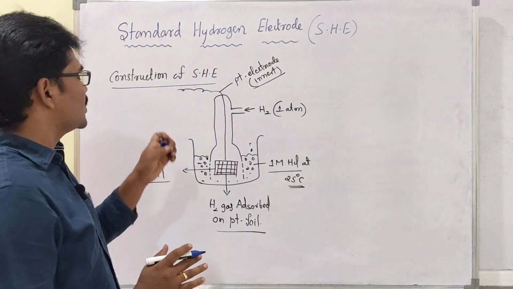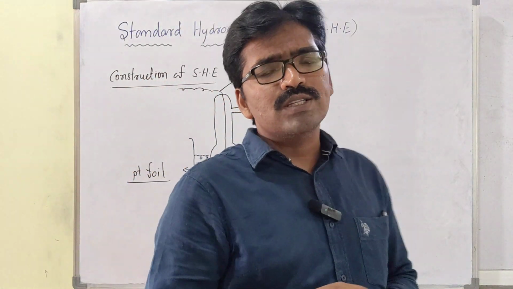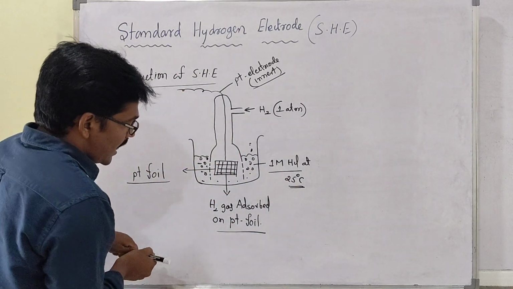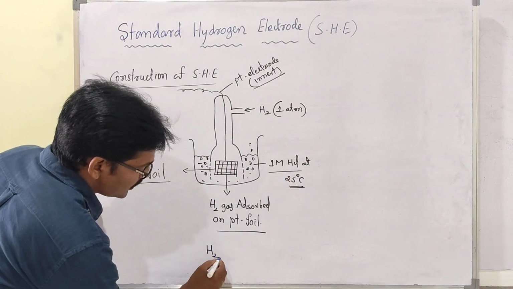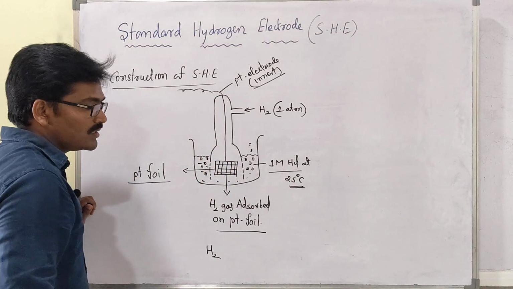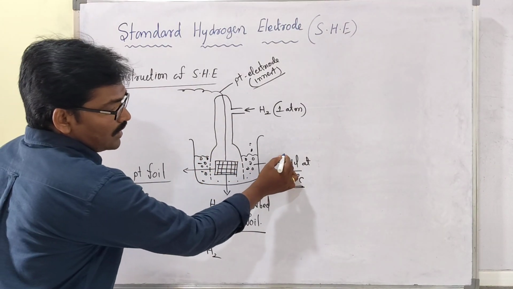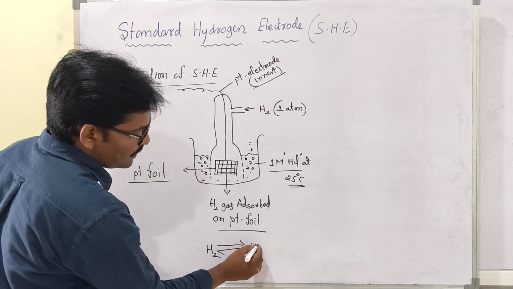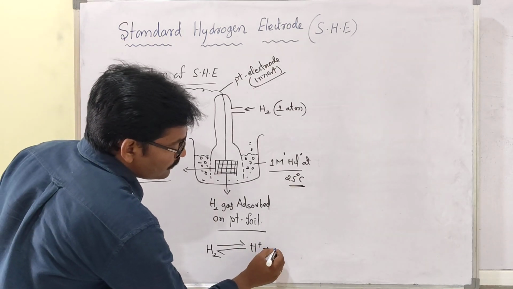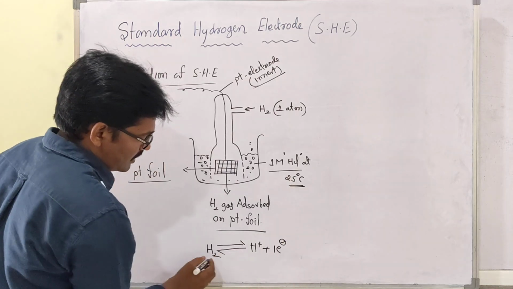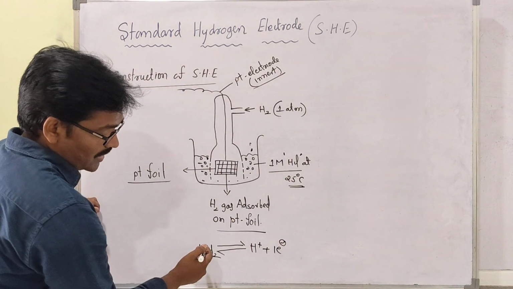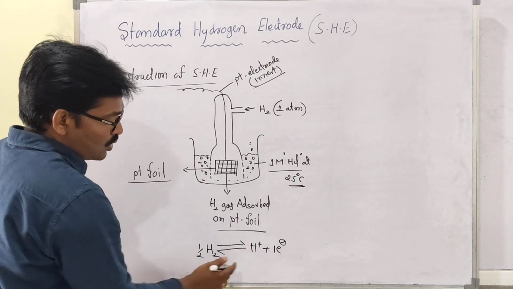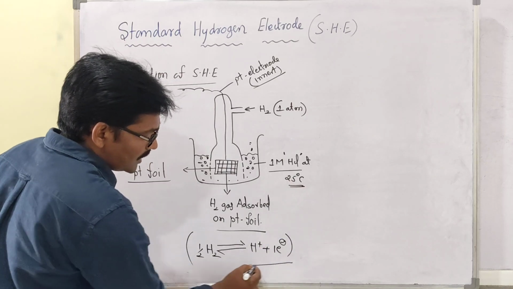This is actually the construction of SHE. So look, my dear students, when hydrogen gas is passed through it, H2 gas adsorption takes place. Then it is in equilibrium with the H plus ions from the HCl. By taking off one electron it is oxidation, and the reverse is reduction. So both oxidation and reduction take place in the single reaction.